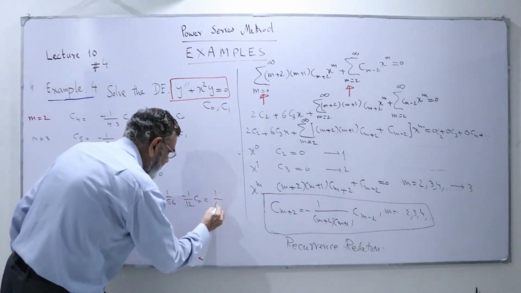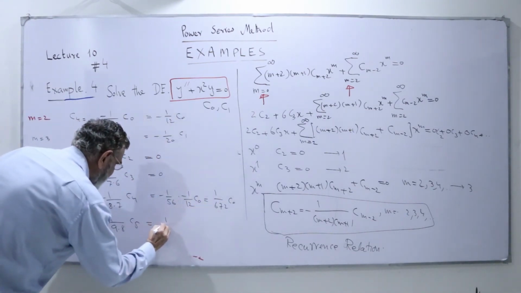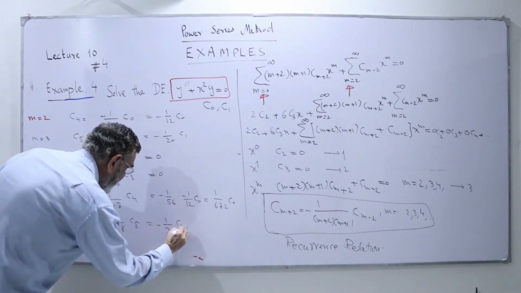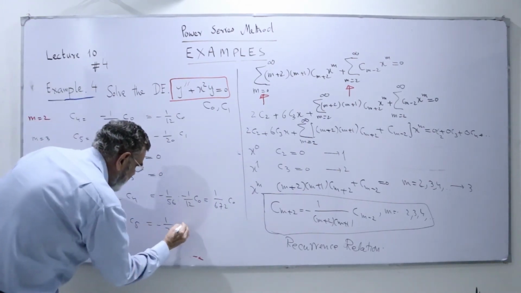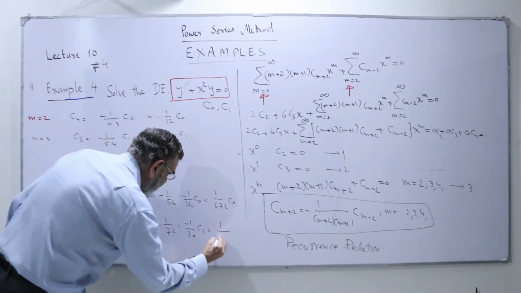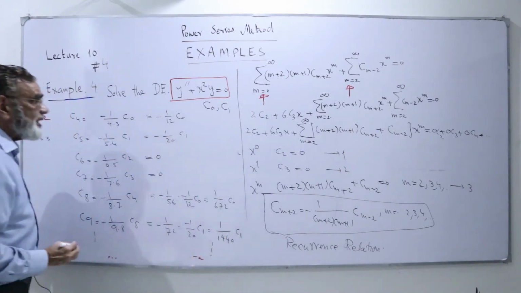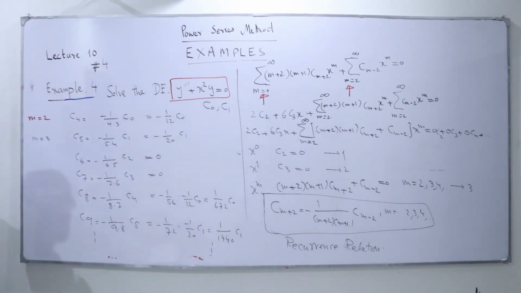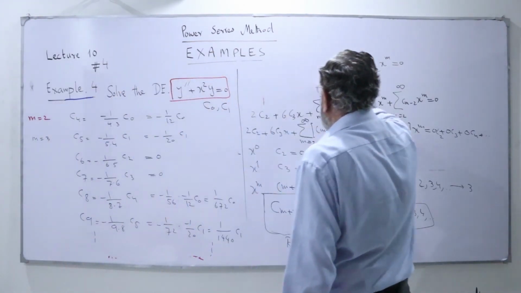1 over 672 C0. Then we have minus 1 over 72 C5. I put the value of C5, which is equal to minus 1 over 20 C1, and we get 1 over 1440 C1, and so on. So we can get other values of C10, C11, C12, and so on. Now I substitute these values in my series to get my solution.